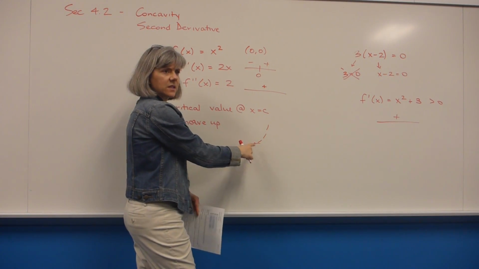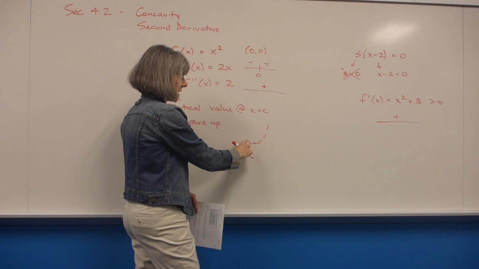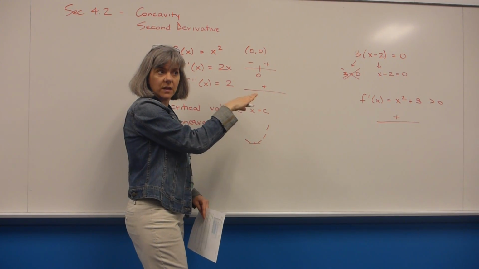If I need to increase and get to 0, what do I know over here? This has got to be a negative slope, because the only way to increase to 0 is to start negative and then increase to 0.